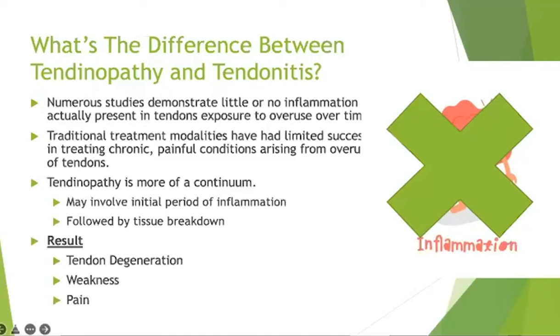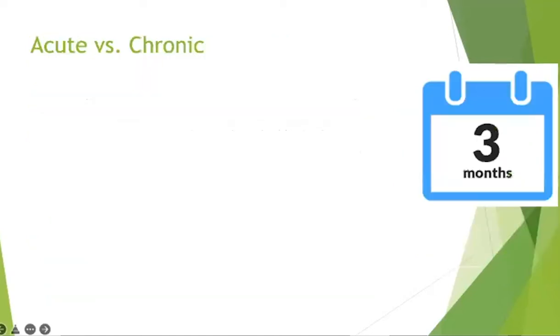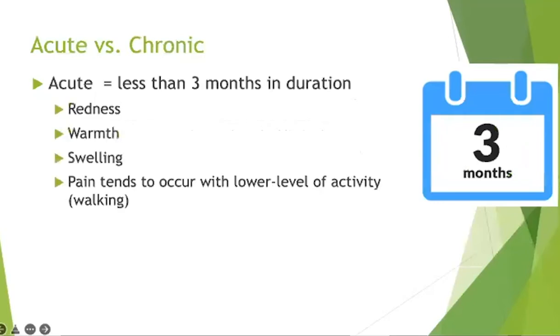So what's the difference between acute versus chronic pain? Acute, and this is talking a bit about inflammation here, is generally less than 3 months in duration. So these are where you're going to see redness, warmth, swelling, and pain that occurs with lower level of activity. So this would be more of the tendinitis.